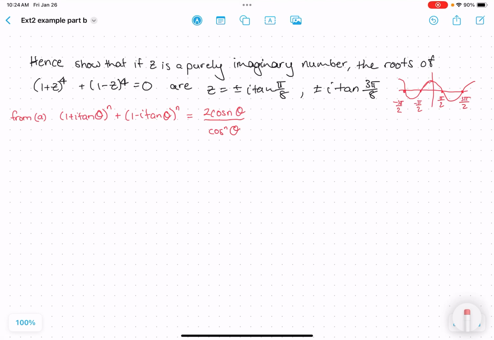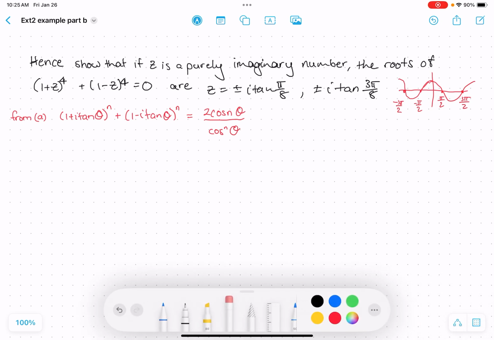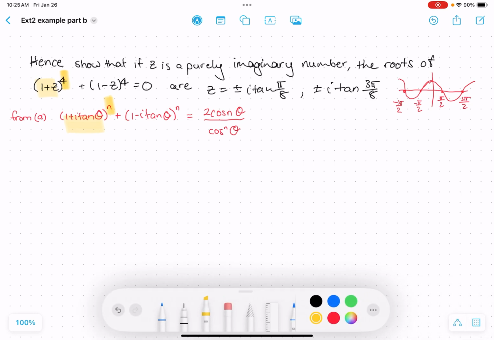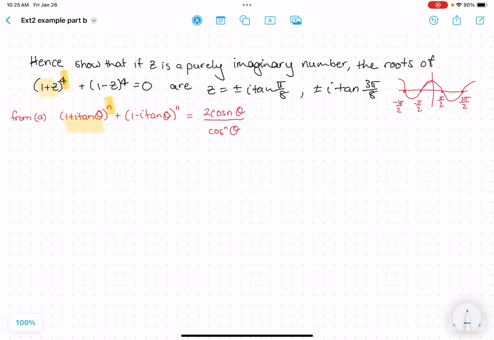Okay, so remember this is part B, so we want to use part A. The first thing I do after I've read the question is have a look at how things are similar. You can see from A, we've got 1 plus i tan theta here, and here in the question, we've got 1 plus z to the power of n, all to the power of 4. Hopefully you can see that straight away.